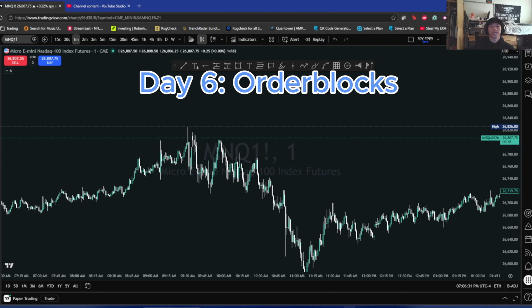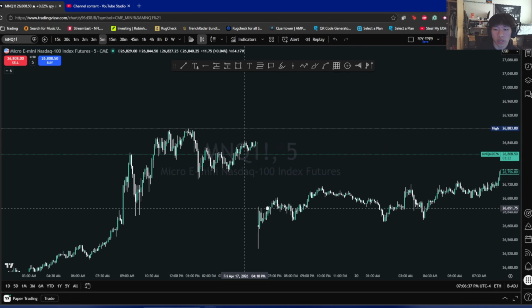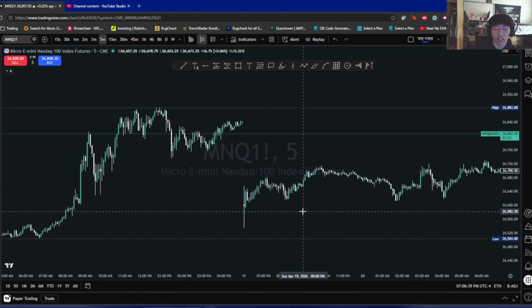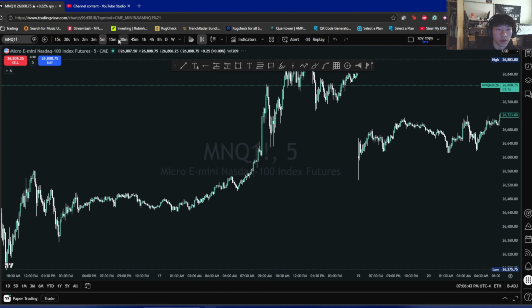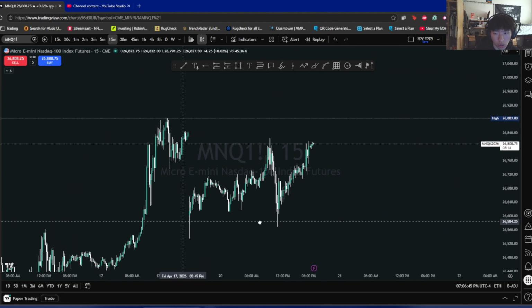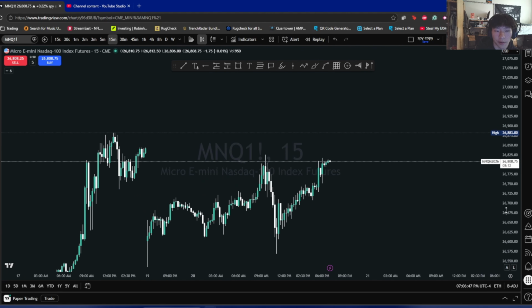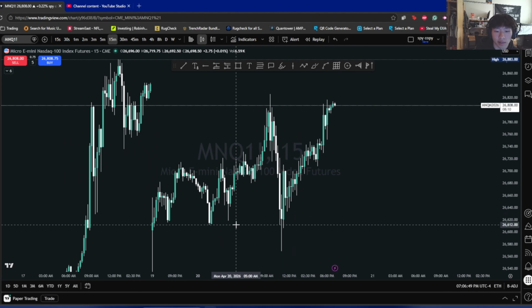Day number 6, we are going to be going over order blocks. Okay, what are order blocks? How do we use them? This is basically a similar concept to how you would use fair value gaps. Okay, let's get it.